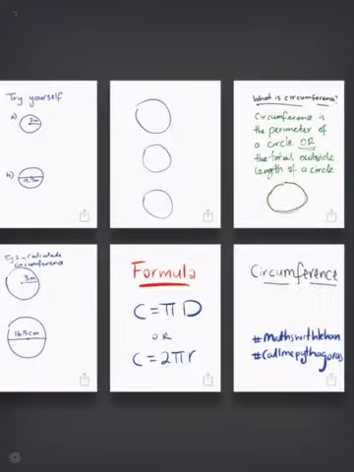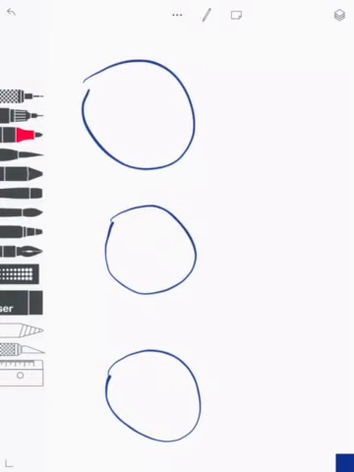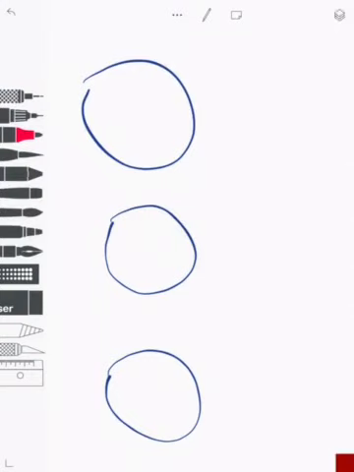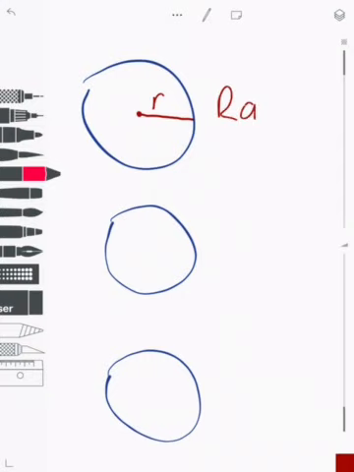Now let's go through and discuss the simple parts of a circle in order to be able to understand how to use this formula. So I have three circles here, not the very best of circles I can see, but you get the point. Now, within the middle of a circle, if we have the distance going from the middle out, we can label this r, or we can call this the radius. The radius is the length that goes from the middle of the circle all the way out.